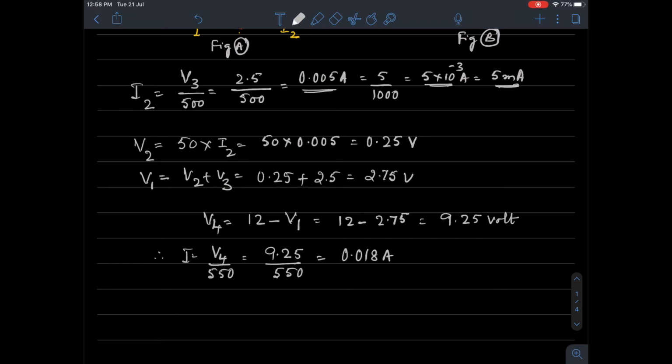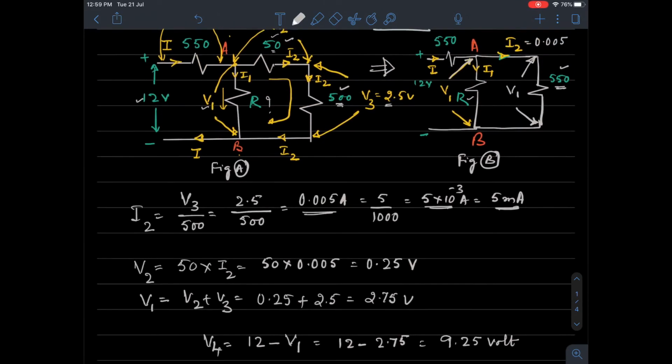Okay, the current I is equal to 0.018. I will use my calculator, and you can also take out your calculators and compute the value. Instead of relying on my answers, it is expected that you use your calculator and also compute. Sorry, this comes out to be 0.0168 amperes. This is my I.